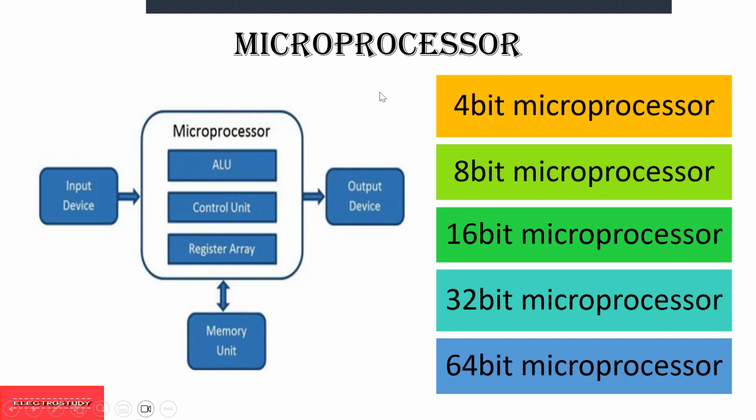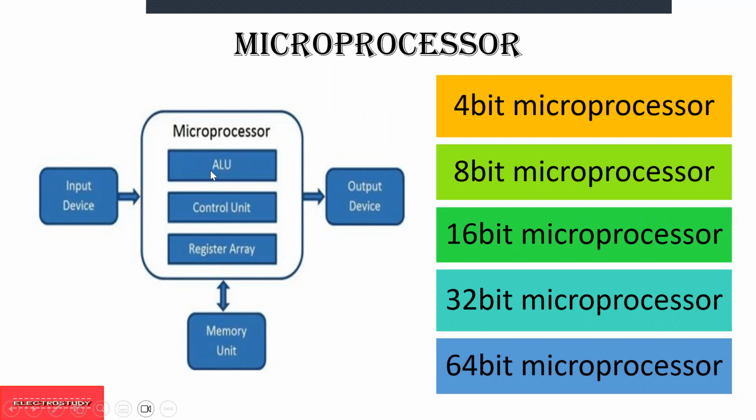Generally, this microprocessor is fabricated on a small chip, and it has the capability of performing ALU, that is arithmetic and logic unit, operations, all the arithmetic and logical operations, and it communicates with other devices connected to it. So there will be an input device and an output device, the interface connected to the microprocessor through which it communicates. Now you can see the block diagram of the microprocessor, where it has ALU, register array, control unit, and a memory unit.